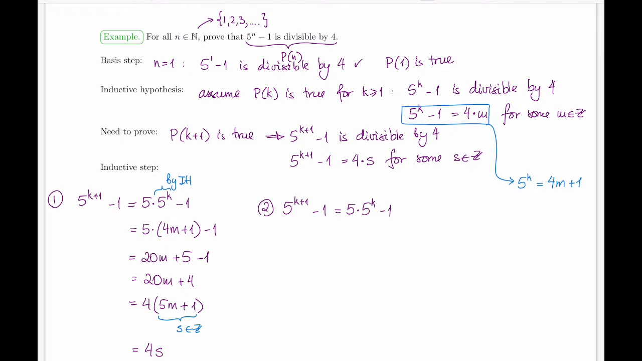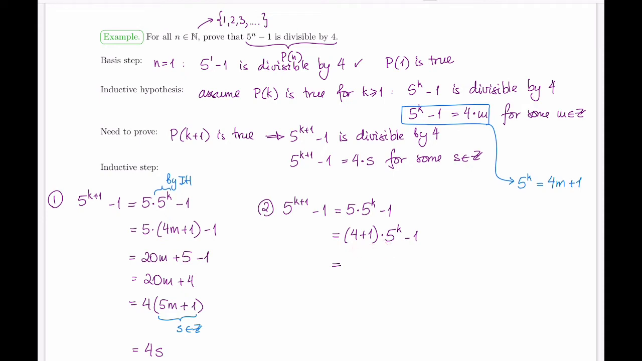So here we go. But now, instead of using the inductive hypothesis on 5 to power k, I'm going to do something a little bit sneakier. I'm going to change this 5. So instead of the 5, I'm going to write 4 plus 1. We all agree that 5 is equal to 4 plus 1, right? Good. So I'm going to replace 5 with 4 plus 1 and leave the rest of the expression as is. And now I'm actually just going to open these brackets.